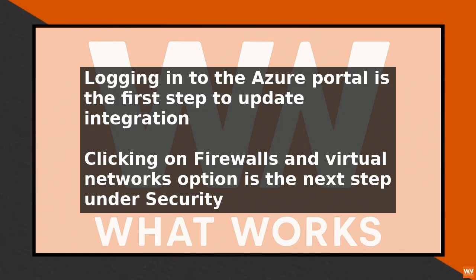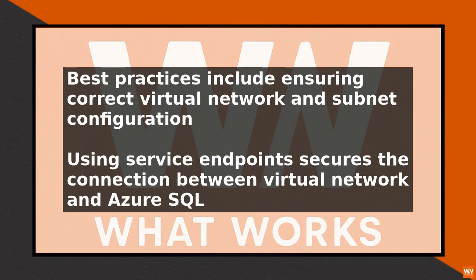You will then need to select your subscription, virtual network, and subnet. After selecting your virtual network, click on the OK button to save your changes. It may take a few minutes for the changes to take effect.